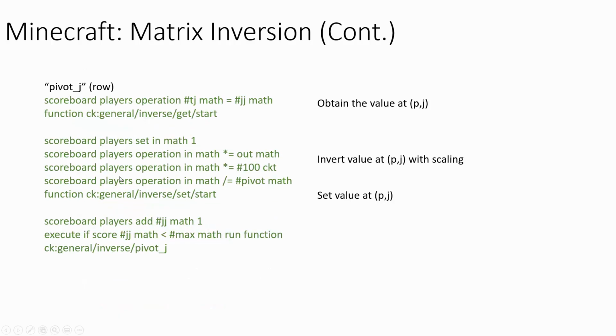So then you have the row pivot. The row pivot goes to all values in J of the row, same value of P, and you obtain PJ, you invert PJ, and you set PJ. So let's just assume that all works.